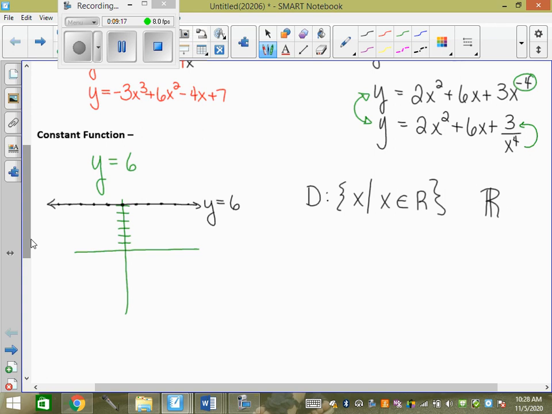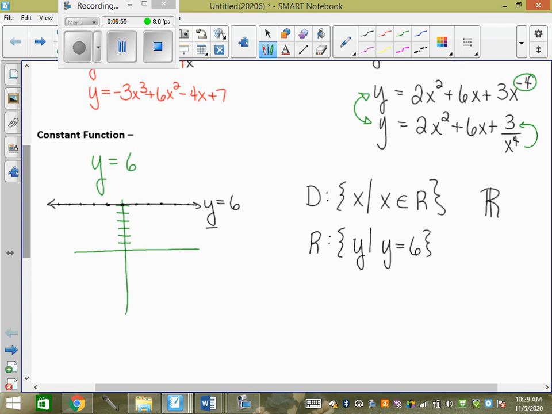Okay? Now, my range for a constant. What y values exist on this graph? 6. That's the only one that exists, right? There's no y values below 6. There's no y values above 6. So I'm going to do range. My variable in this case is y. So I'm going to do range, the set of y's such that y equals 6. Literally all it is. Because the only values I have on here are 6. Right? How many x-intercepts do I have on here?